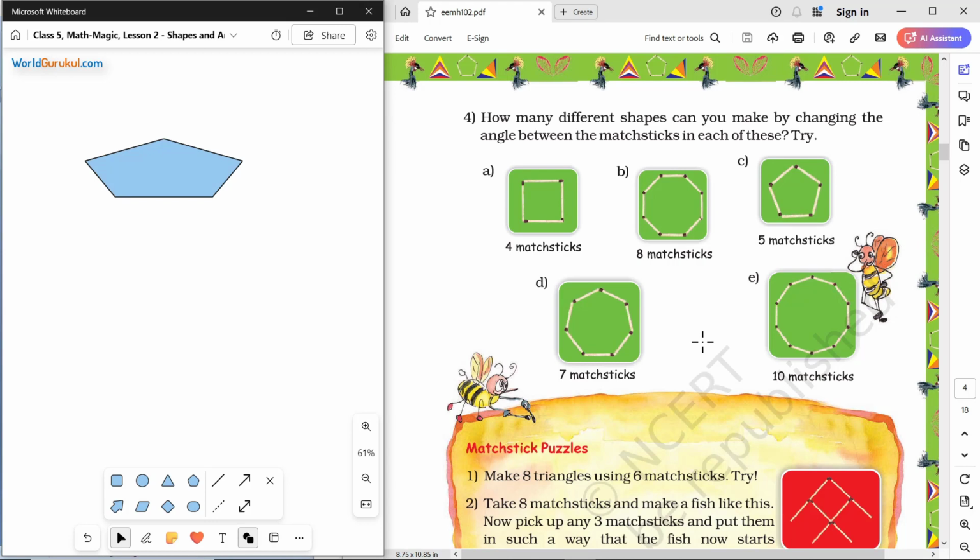Caution, matchsticks. Don't play with the matchsticks. They are a fire hazard. I advise you to use some sticks. You can use some pencils of equal size or some toothpicks also. Not that dangerous, but you can use toothpicks or earbuds to play with the shapes.